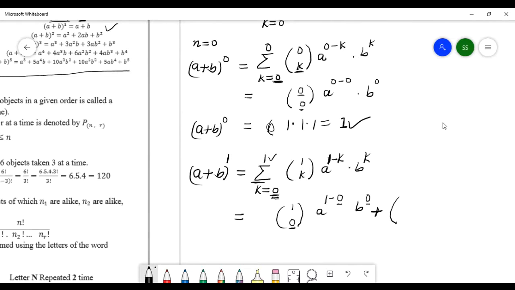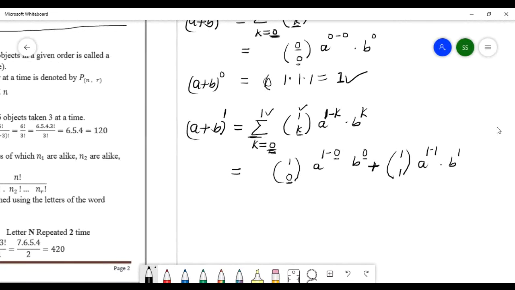Now k equals 1, k equals 1. n is present here, 1 here is present, and this is k equals 1, here 1. Okay. This one, and a power, n is 1 and k is 1. Okay, and the b power 1 this. Now check this.